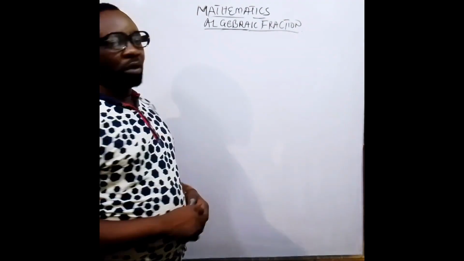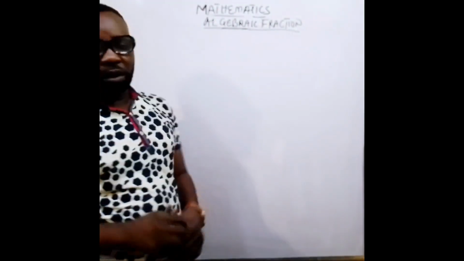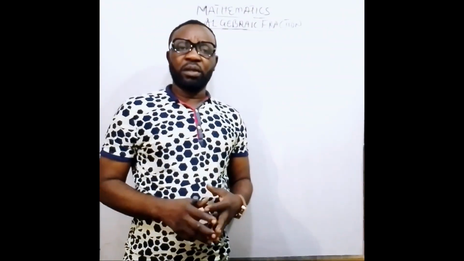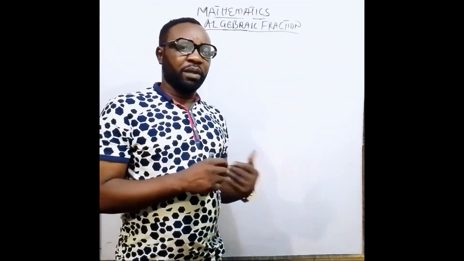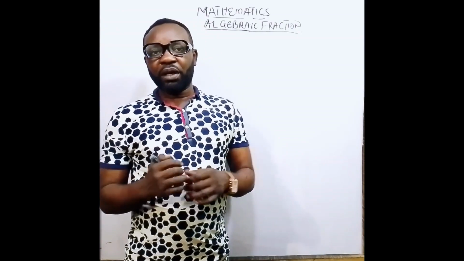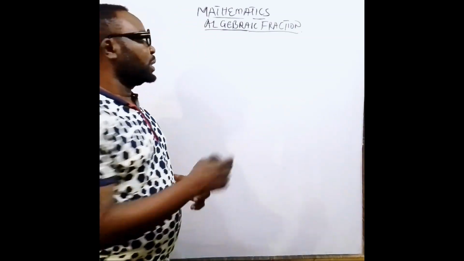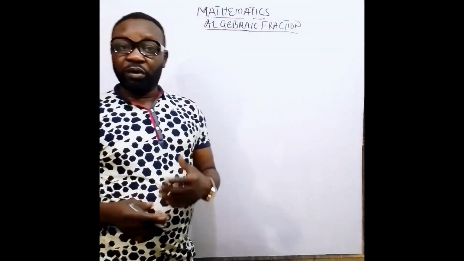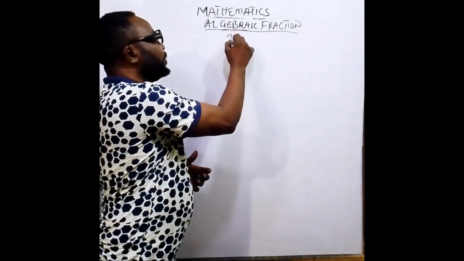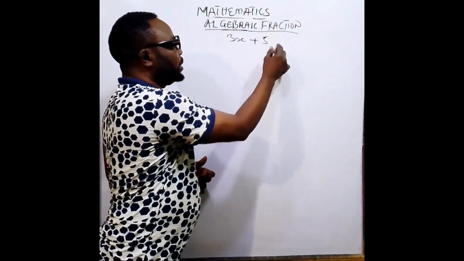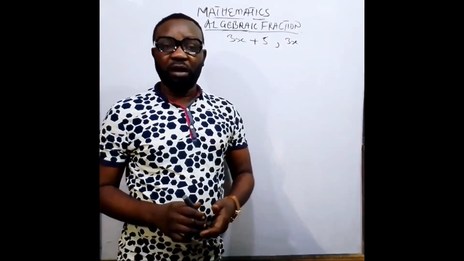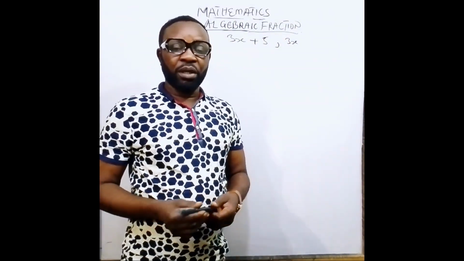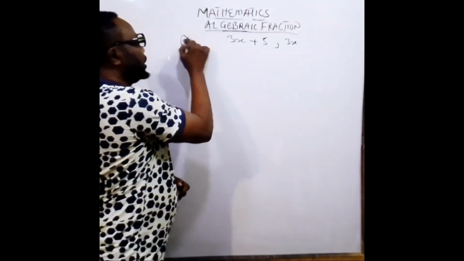I want us to look at a topic in mathematics called algebraic fraction. Algebraic fraction in mathematics, from the name itself, an algebraic is a form of expression which has a variable within itself. For instance, if you have 3x plus 5 or 3x, this is a very good example of an algebraic. Now, a fraction, this is algebraic.